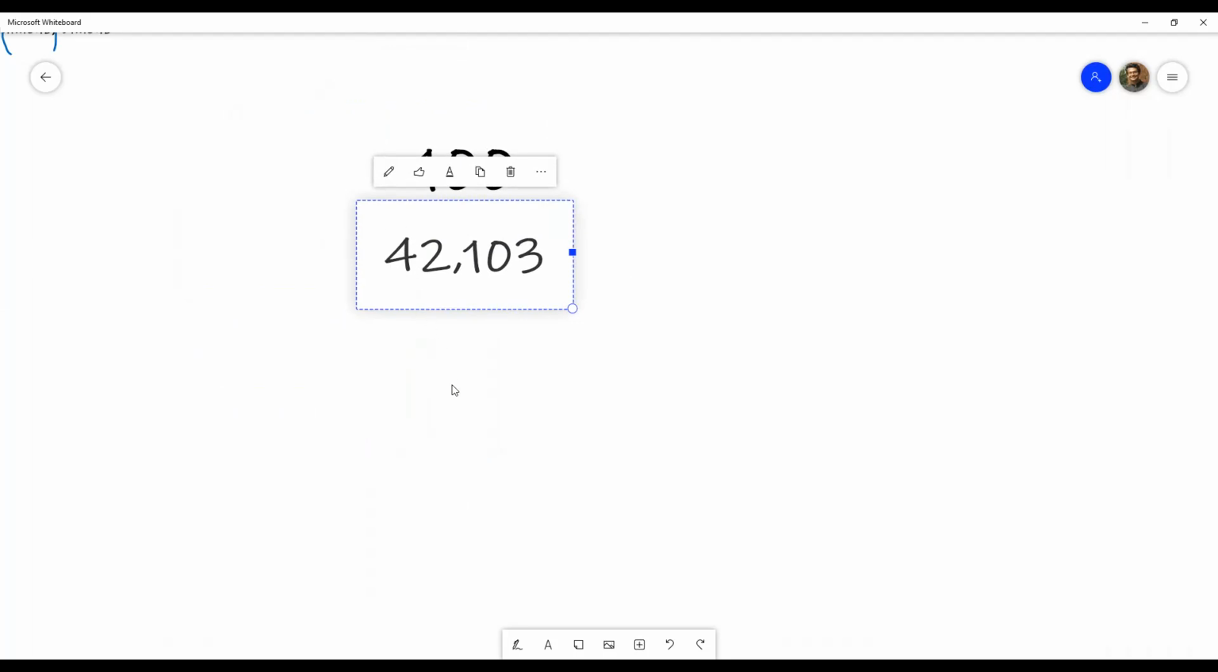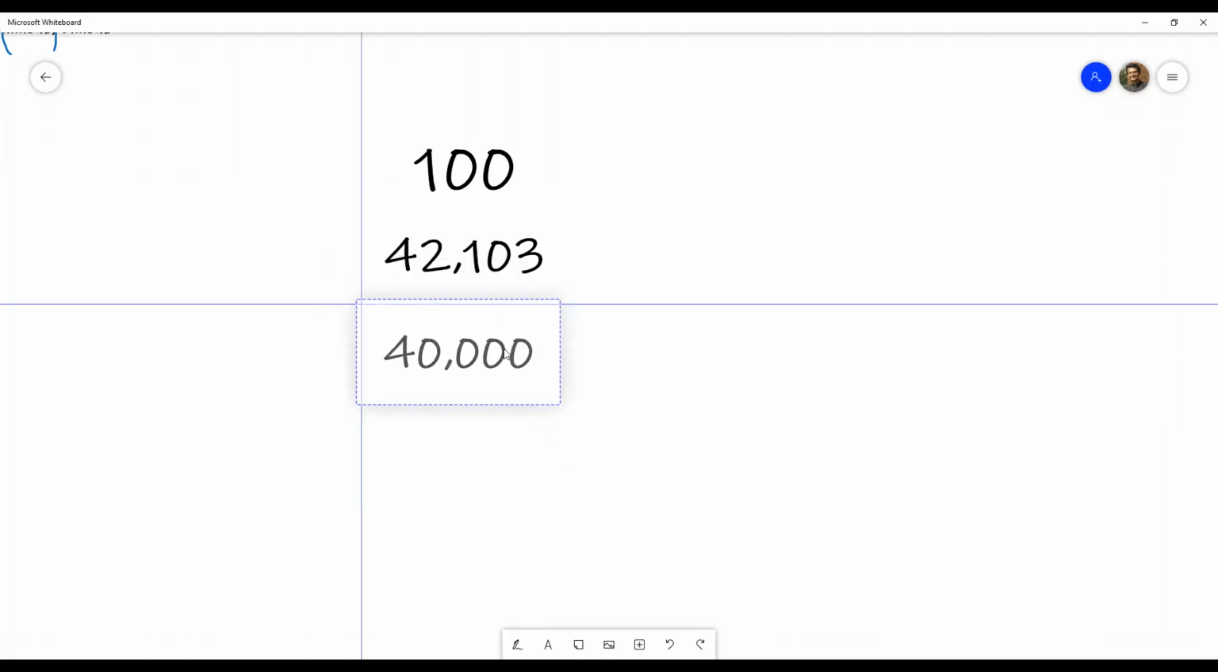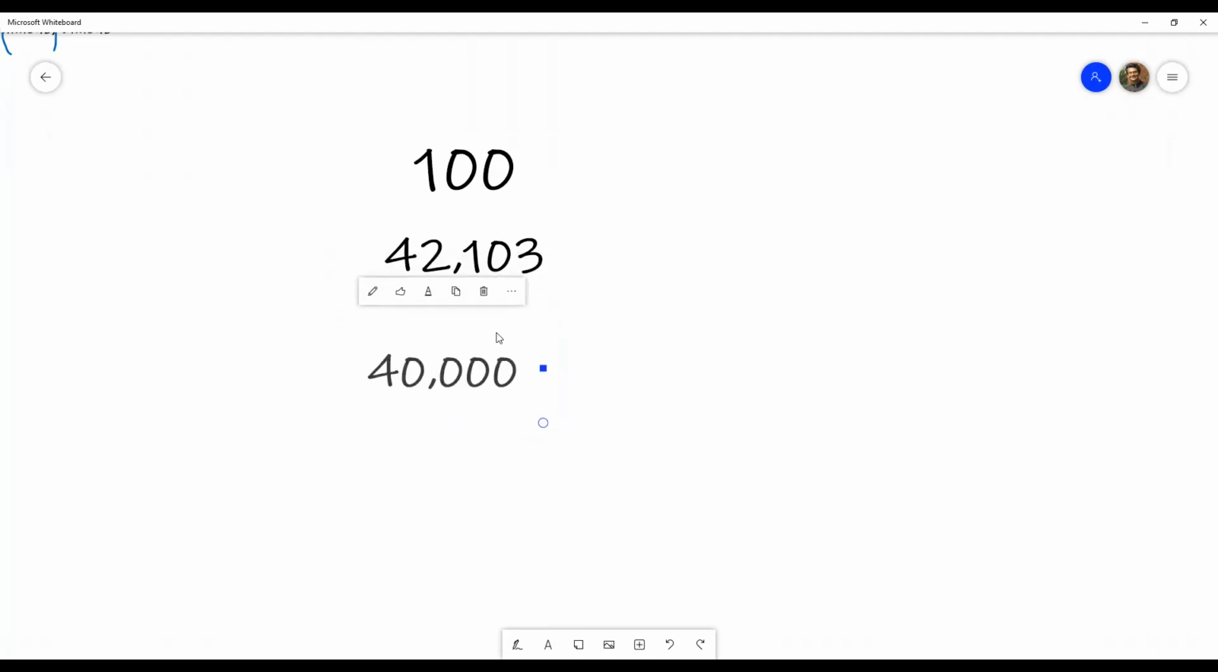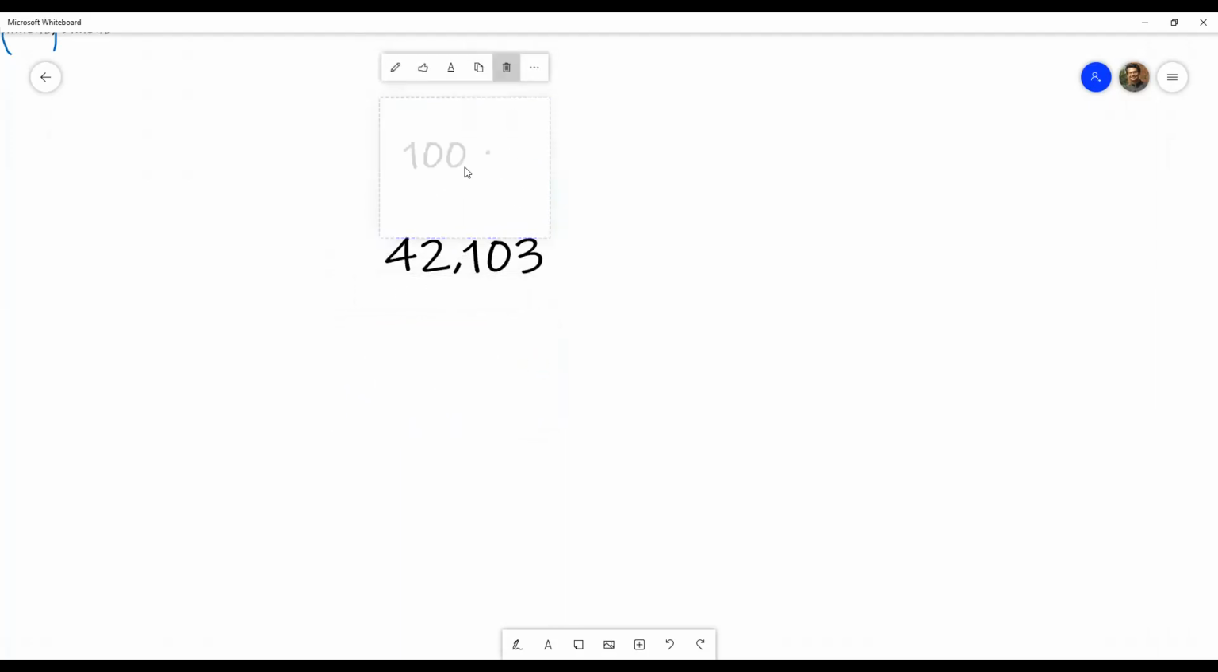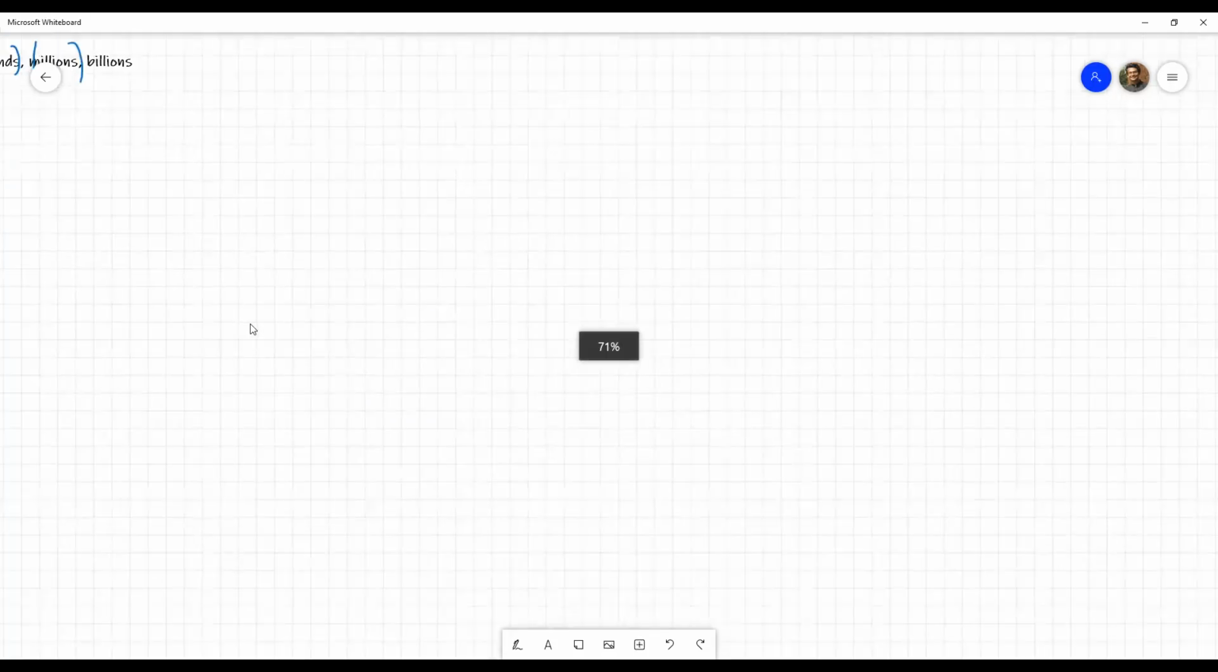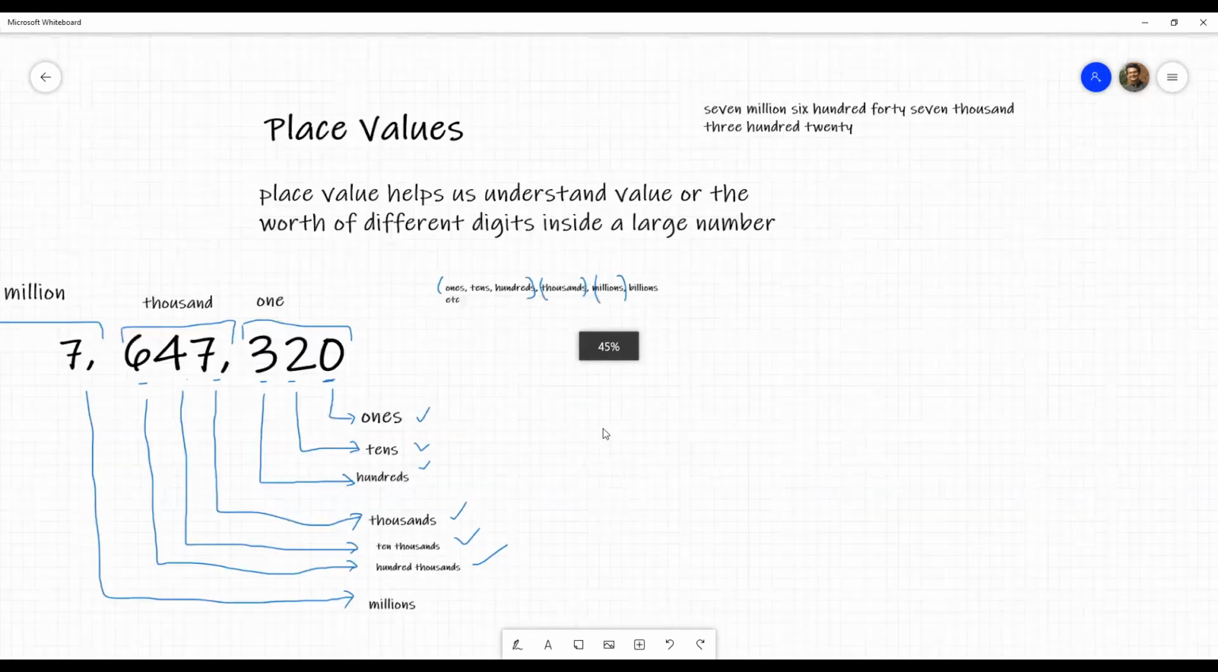You can say 40,000 as well. You can write like this. You can also write like this. You get a place value, but the 40,000, yeah. Whole number standard notation is 42,103. And what are we learning here? We're learning the place values.